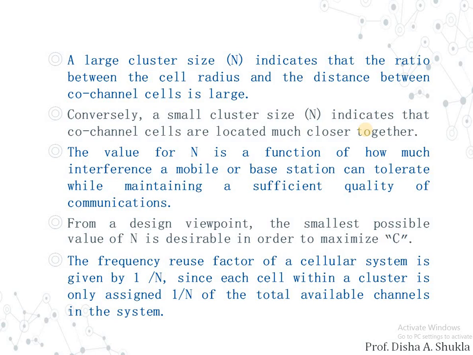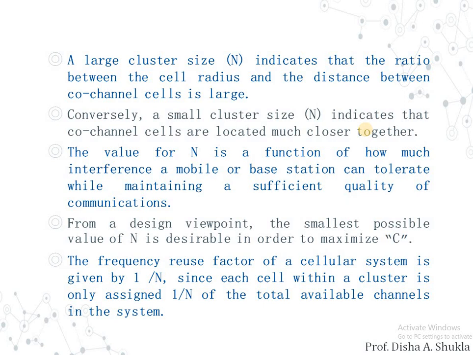And from a design point of view, the smallest possible value of n is desirable in order to maximize the capacity. So the frequency reuse factor of a cellular system is given by 1 by n, since each cell within a cluster is only assigned 1 by nth of the total available channels in a system.